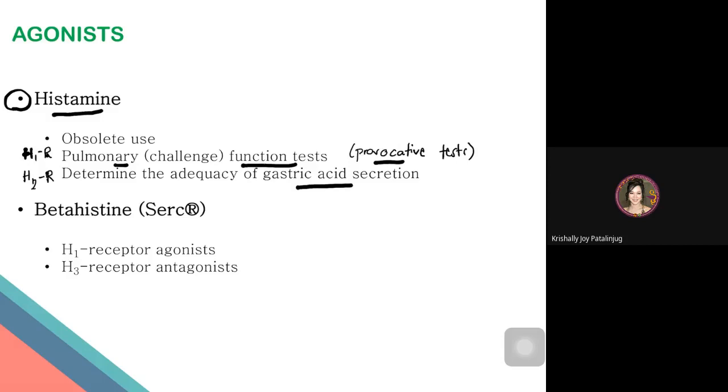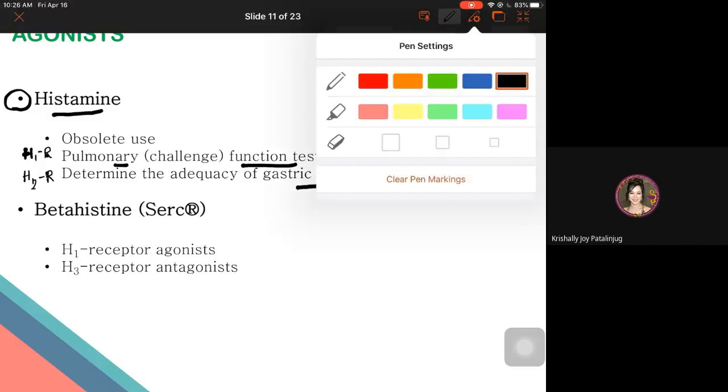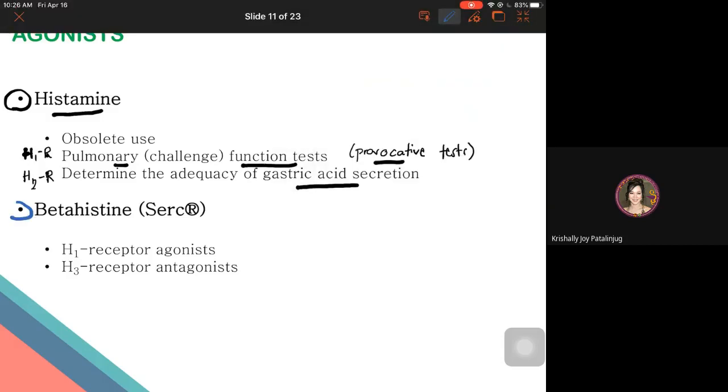Ang useful karon nga histamine agonist, so kanira atong matakol nga histamine agonist. Okay, histamine agonist, we have betahistine. This is marketed under the brand name Circ. I think you're familiar with this. Circ ang iyahang brand name. Particularly iyahang MOA, mechanism of action is it activates histamine 1 receptor. Again, it activates histamine 1 receptor.